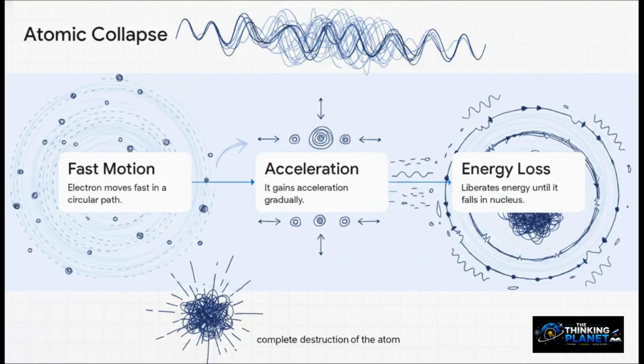Let's walk through it. Step 1. Imagine the electron moving at breakneck speed in a circular path. Step 2. Because it's constantly changing direction in that circle, it's gaining acceleration. The problem? Classical physics dictates that a charged particle gaining acceleration must liberate energy. So step 3, if it continuously keeps radiating this energy as it circles, its orbit would inevitably shrink. Ultimately, all the energy would get depleted, and boom, it crashes straight into the nucleus. The mathematical result of this sequence is the complete and utter destruction of the atom.